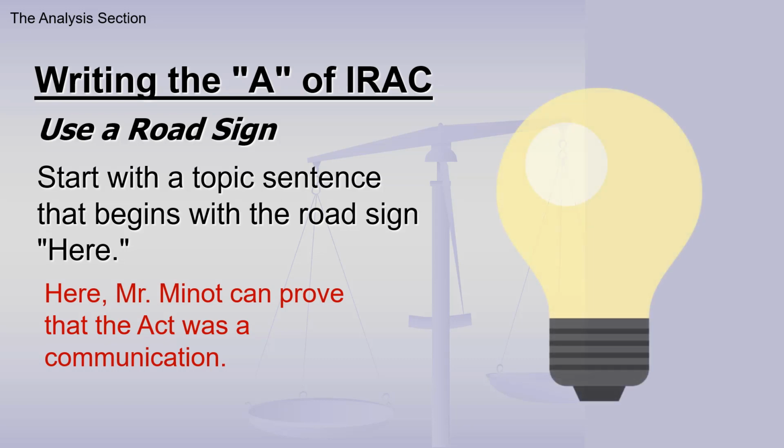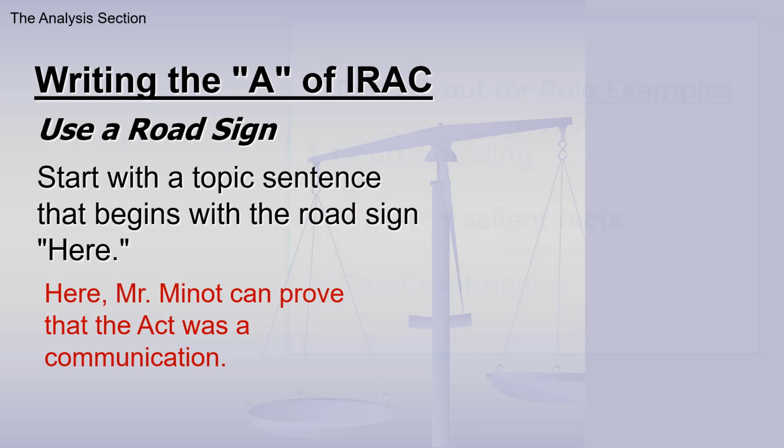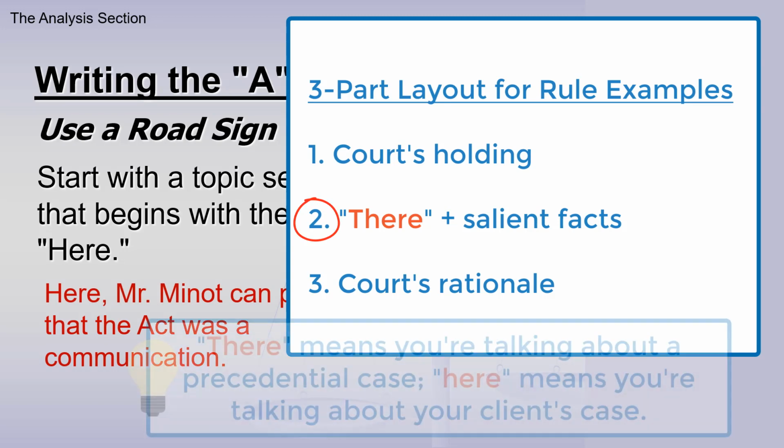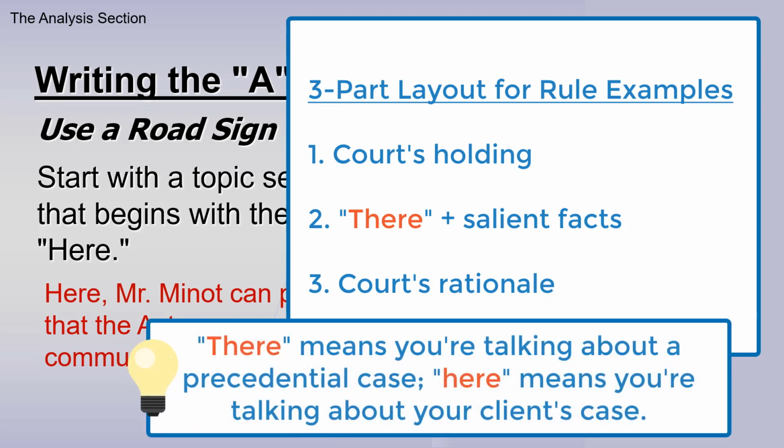Don't use here anywhere except as the first word of the first sentence of A. If you use it elsewhere, it loses its power as a road sign. Note too that here is a counterbalance to the word there, which we use in the second part of our rule examples in the R of IRAC.